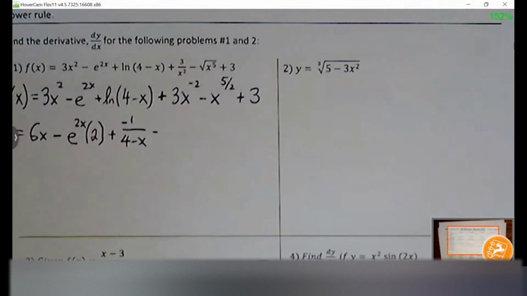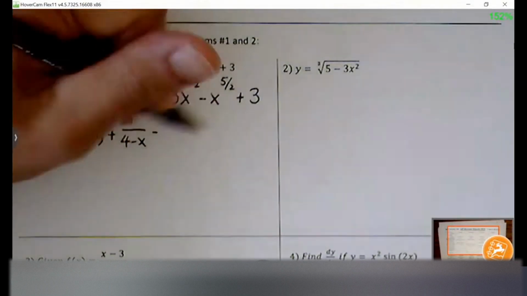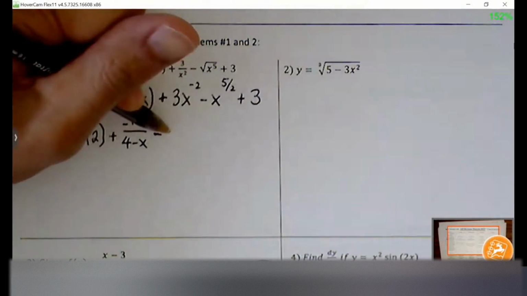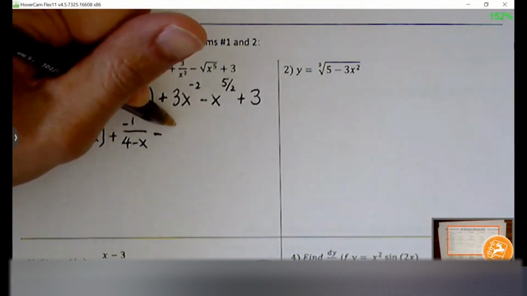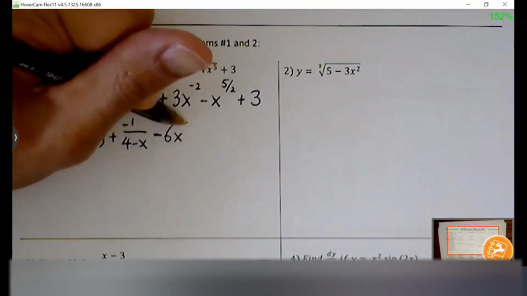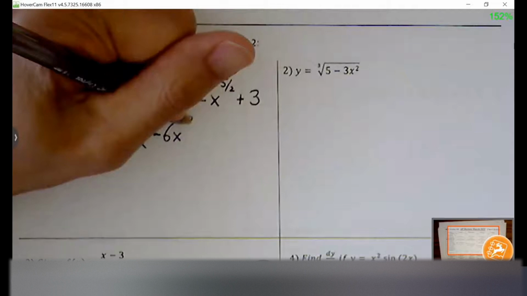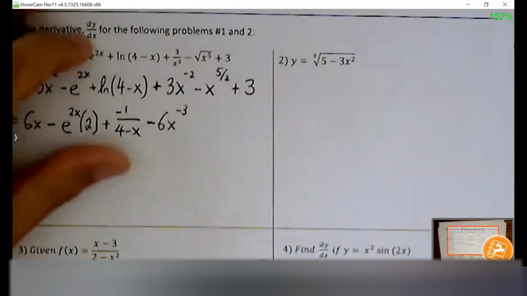Okay, power rule, next term. 3x to the -2 becomes... to the negative. Good, right, so we subtract 1, so it's going to go even further into a negative number, okay?